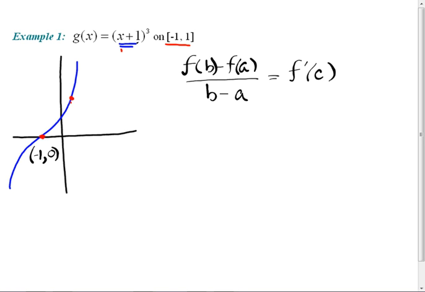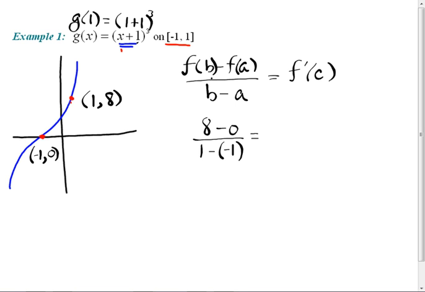Well, let's see, what's this one? This is at 1. When x is 1, what's the y value? 8. Well, it's not 8, it's g. It's not f, it's g. G of 1 is equal to 1 plus 1 cubed. So let's find the slope of the secant line. That's f of b, so that's 8 minus this y value, 0, over 1 minus negative 1.